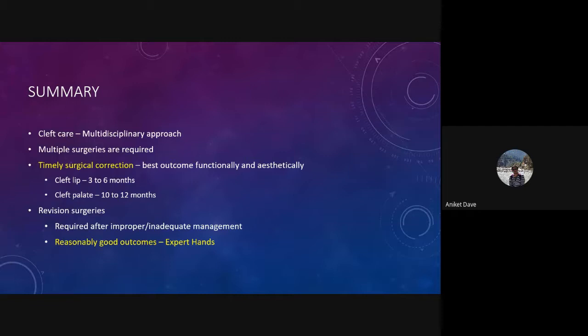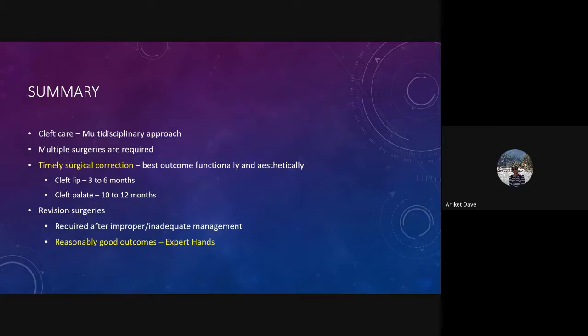So to summarize, cleft care is a multidisciplinary approach. It requires the help of multiple specialties, but the plastic surgeons play a central role in managing these patients. Multiple surgeries are often required throughout the early part of the life of these patients. And timely surgical corrections give the best outcome, both functionally as well as aesthetically. The cleft lip repair should be performed ideally at 3 to 6 months of age, and the cleft palate repair should be performed before the first birthday of the child.